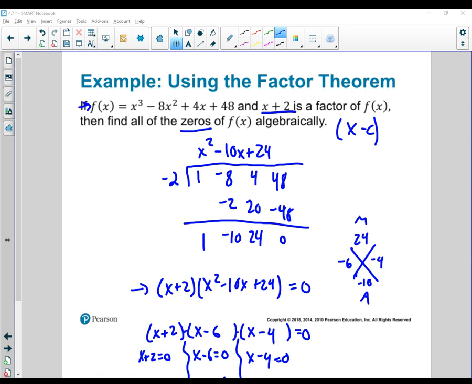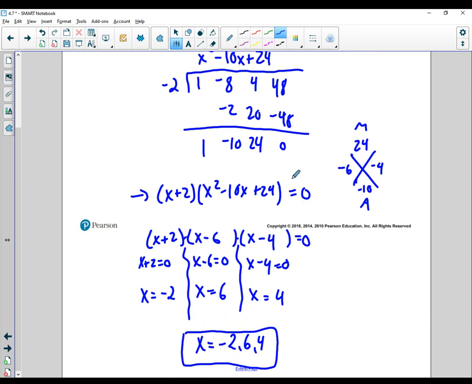And let's put this into Desmos. So we have y equals x cubed minus 8x squared plus 4x plus 48. So the zeros are where it crosses the x-axis, and you'll notice we're at -2, 4, and 6. Woohoo! Which is what we got. So that's what that means graphically, finding the zeros.